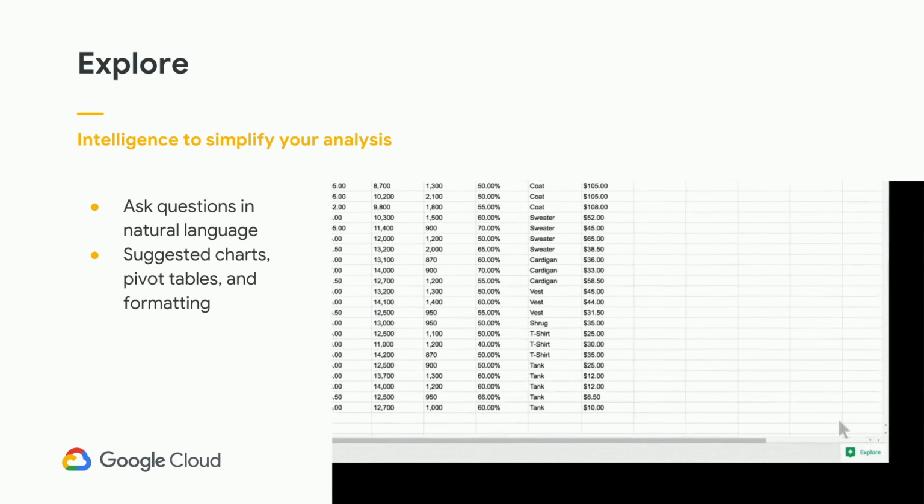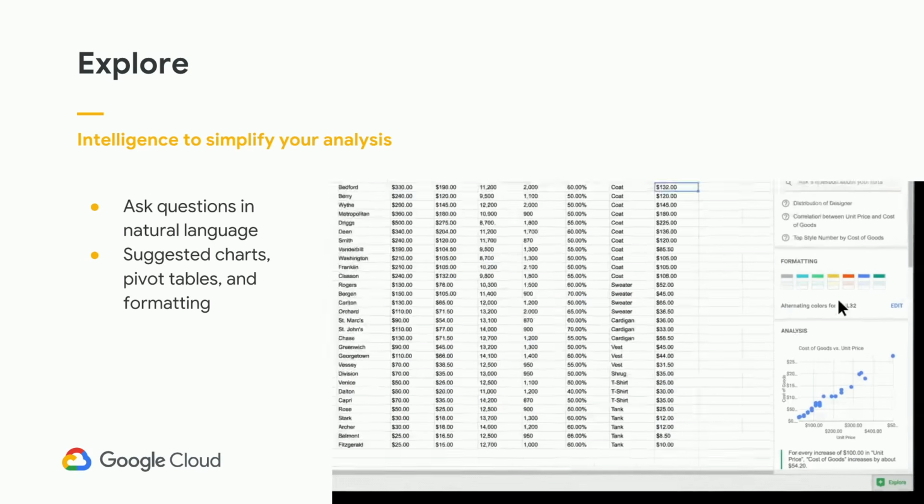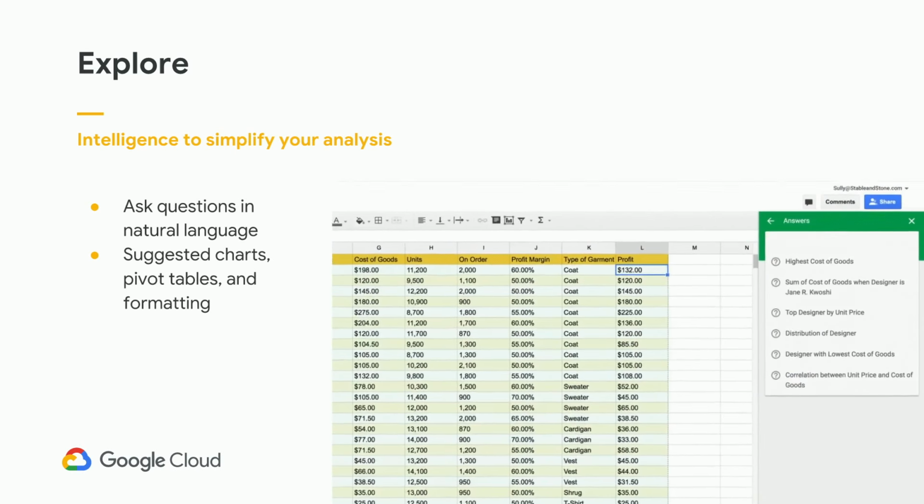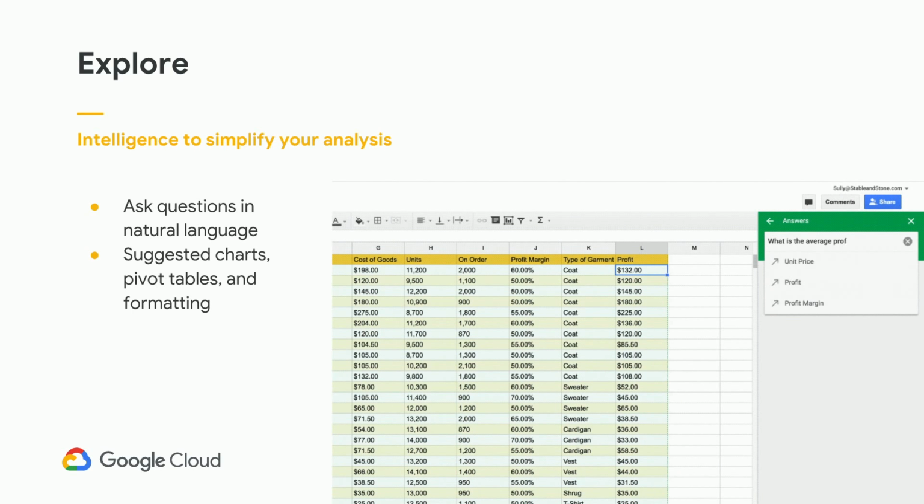On the bottom right there, you see the Explore icon. You click on that, and that'll open up the Explore sidebar. Again, you can click on the alternating color suggestions. You can ask those natural language questions very simply. Again, it's like having an analyst right within your spreadsheet.